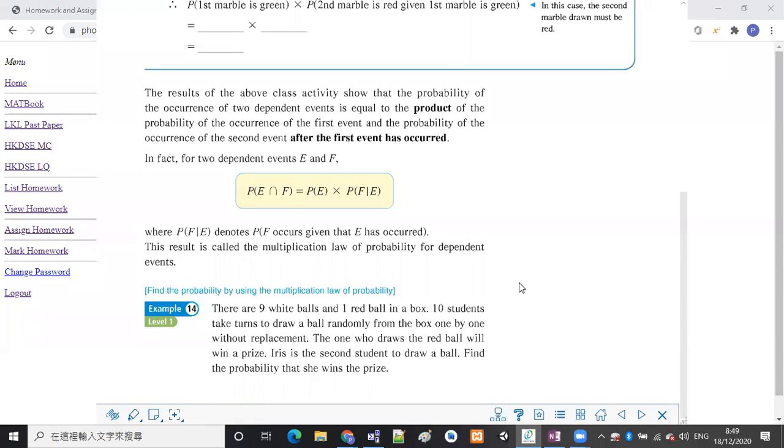So sometimes we need to be aware of what we have selected from the first selection, and that will affect the probability of the second selection. Okay, so what do I mean? So let's look at example 14. Example 14.